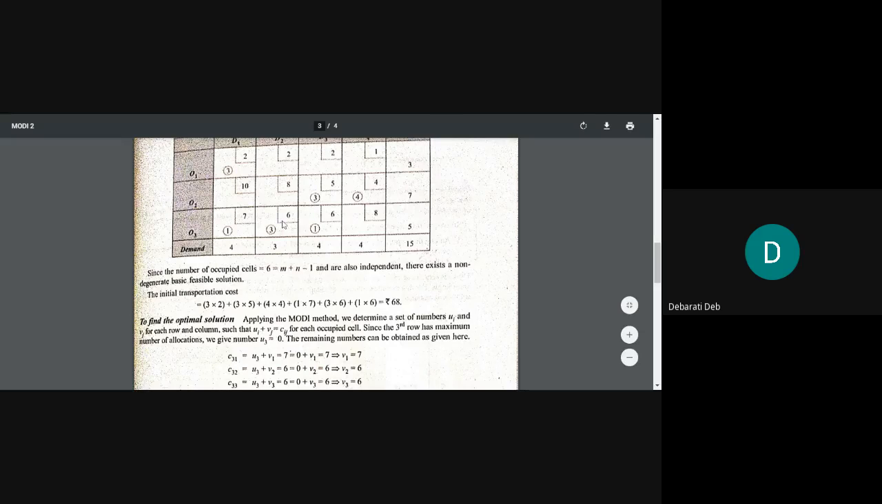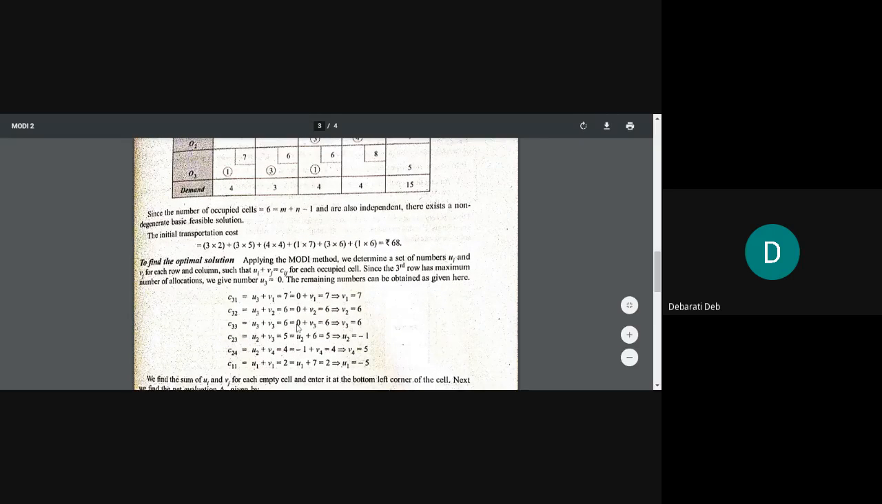And the C32 will be equal to U3 plus V2. Right? U for the row, V for the column. Second column, that's why we are writing V2. U3 plus V2 equals to 6. That's what we are writing. Thus, we can place 0 in place of U3 and we can solve for V2 and give it a number, 6.